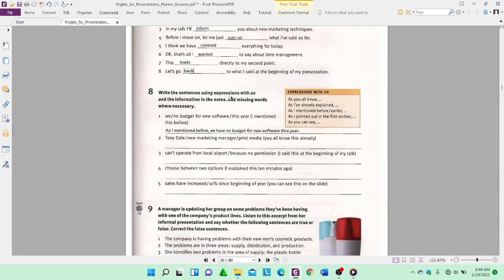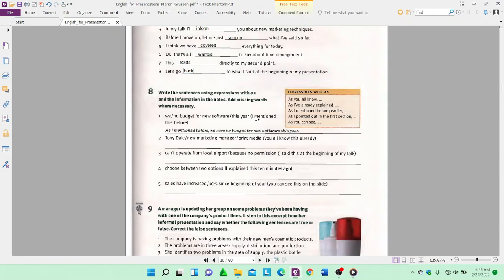Write the sentences using expressions with as and the information in the notes. Add missing words where necessary. Okay. Nah, jadi kita diminta untuk menggunakan expressions with as. Ya, ini sangat penting sekali in doing presentation because this is one feature that will accommodate our way in explaining our presentation. Oke, kita lihat contoh nomor 1 ya.